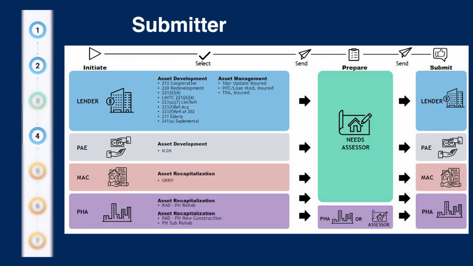The submitter initiates the CNA by creating a new CNA in the eTool and sends it to the preparer. Once the preparer completes the required screens, the preparer sends the CNA back to the submitter. After completing the remaining screens, the submitter submits the CNA and attachments to the approving agency. Submitters will generally be lenders, participating administrative entities or PAEs, public housing agencies or PHAs, and multifamily assessment coordinators, or MACs. For a select group of programs, needs assessors can be submitters.